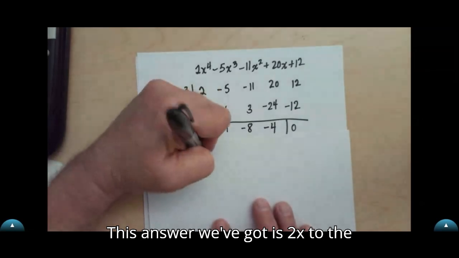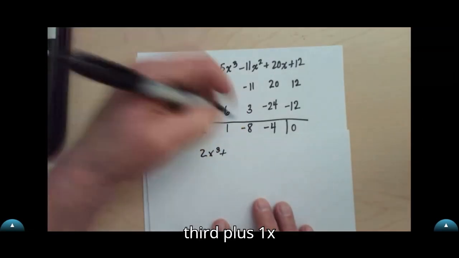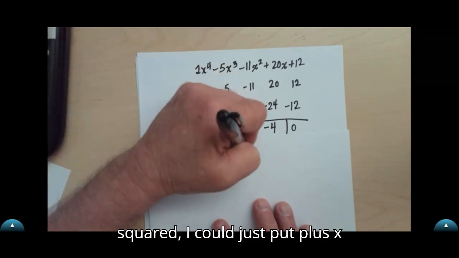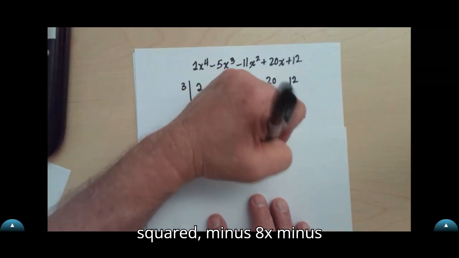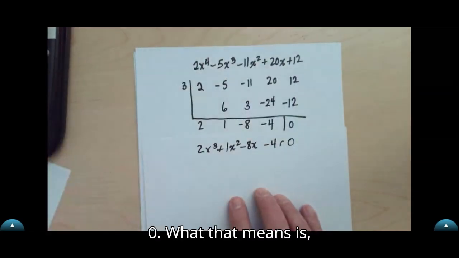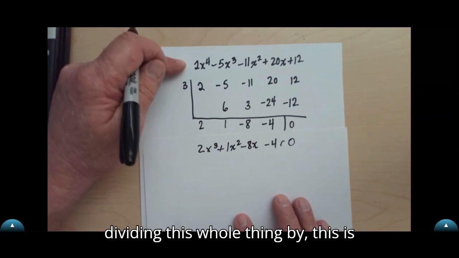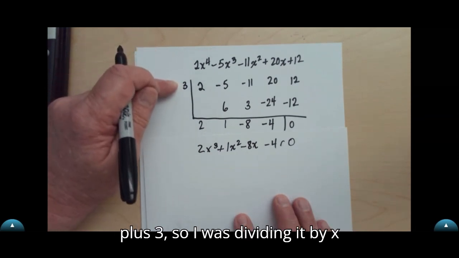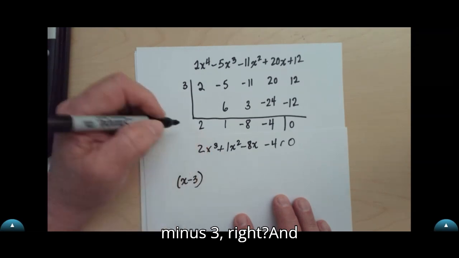This answer we've got is 2x to the third plus x squared minus 8x minus 4 with a remainder of 0. What that means is, remember what I was doing here was dividing this whole thing by x minus 3, right?